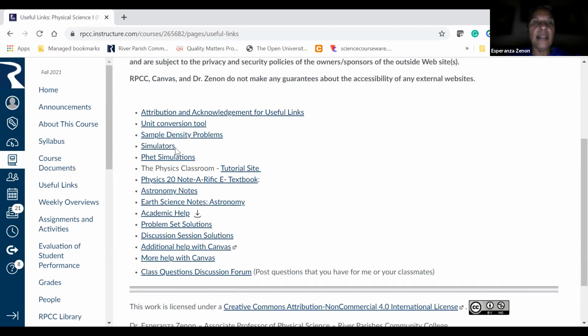And I just went to useful links, clicked on simulators, and I tried out the projectile because we had looked at that system before. And I looked at the pendulum because that's another example of a gravity-driven system.